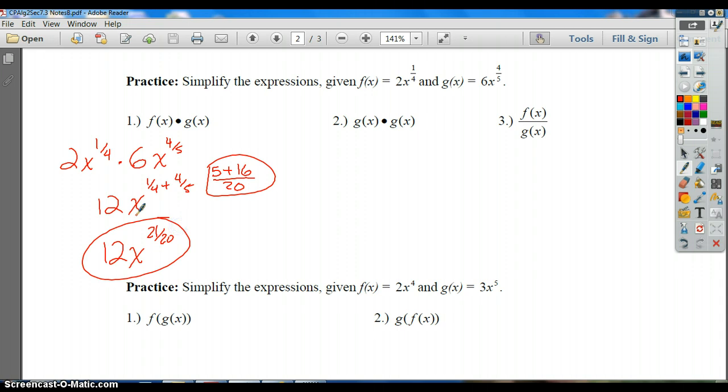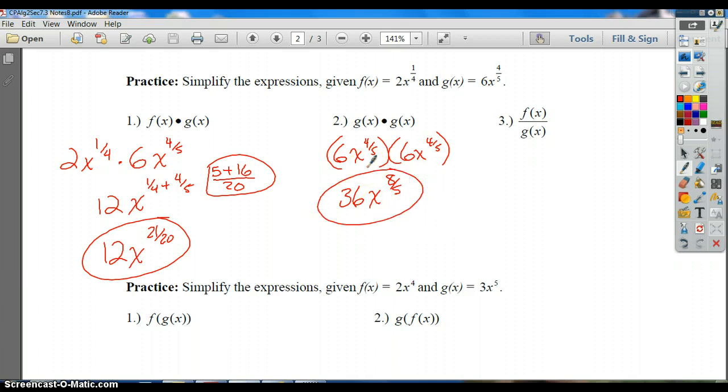Okay. Moving to number 2, with the g of x's, we would have 6x to the 4/5 times 6x to the 4/5. And we're going to go through the same properties as before. We're going to multiply these numbers out in front to get 36. 4/5 times 4/5, well, that's actually an addition problem because of the exponent, so that would be 8 over 5. Okay, and that would be where we stop.